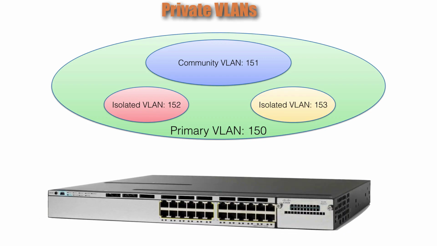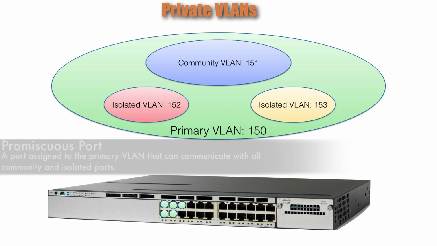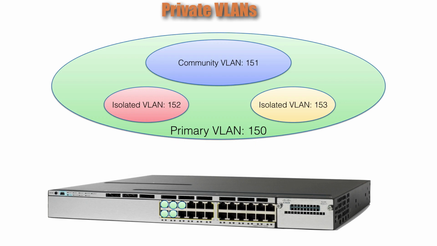Let's think about what this might look like on a Cisco Catalyst switch. I've got a Cisco Catalyst 3750 here in the studio, and it's configured for private VLANs. I'm using the first 5 ports on this switch, Fast Ethernet 1/0/1, all the way through Fast Ethernet 1/0/5. And I'm saying that Fast Ethernet 1/0/1 is a special type of port. It's a promiscuous port. And a promiscuous port is going to be able to communicate with the other subdomains, with the other VLANs within this primary VLAN. In other words, Fast Ethernet 1/0/1 on this switch, it can communicate with members of the community VLAN of 151, the port that belongs to the isolated VLAN of 152, and the port that belongs to the isolated VLAN of 153.